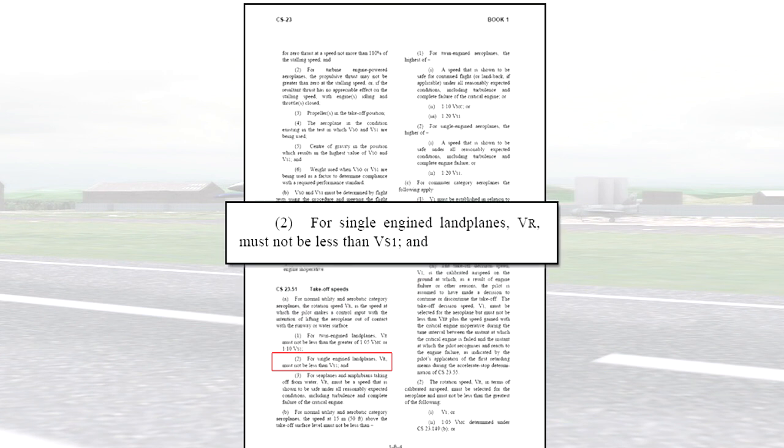The certification specifications state that for the single-engine aeroplane, the speed VR must not be less than VS1. VS1 being the stall speed or the minimum steady flight speed of the aeroplane obtained in a specified configuration. The configuration concerned here is that configuration used for takeoff.